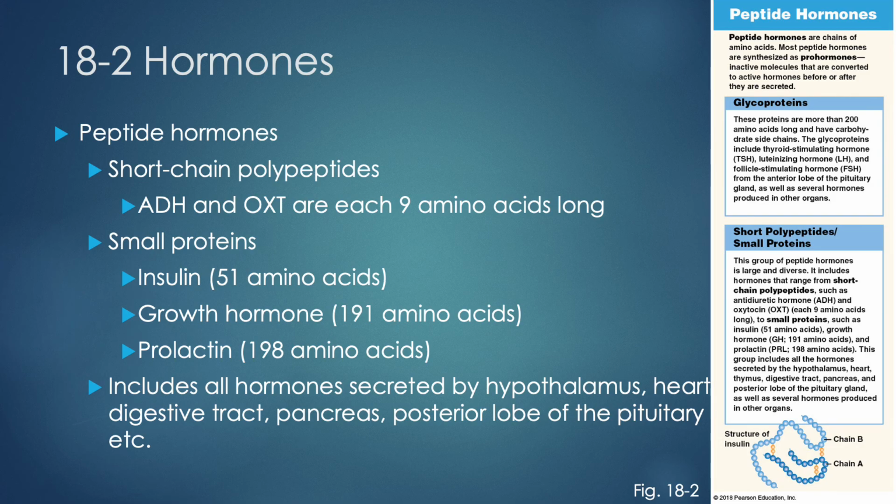The peptide hormones include some short-chain polypeptides such as antidiuretic hormone and oxytocin, and each of these are 9 amino acids long. The small proteins here will include things like insulin, growth hormone, and prolactin. Insulin is 51 amino acids, growth hormone is 191, and prolactin, being the longest, has 198 amino acids. And this includes all the hormones that are secreted by our hypothalamus, the heart, the thymus, the digestive tract, pancreas, the posterior lobe of the pituitary gland, and on it goes.